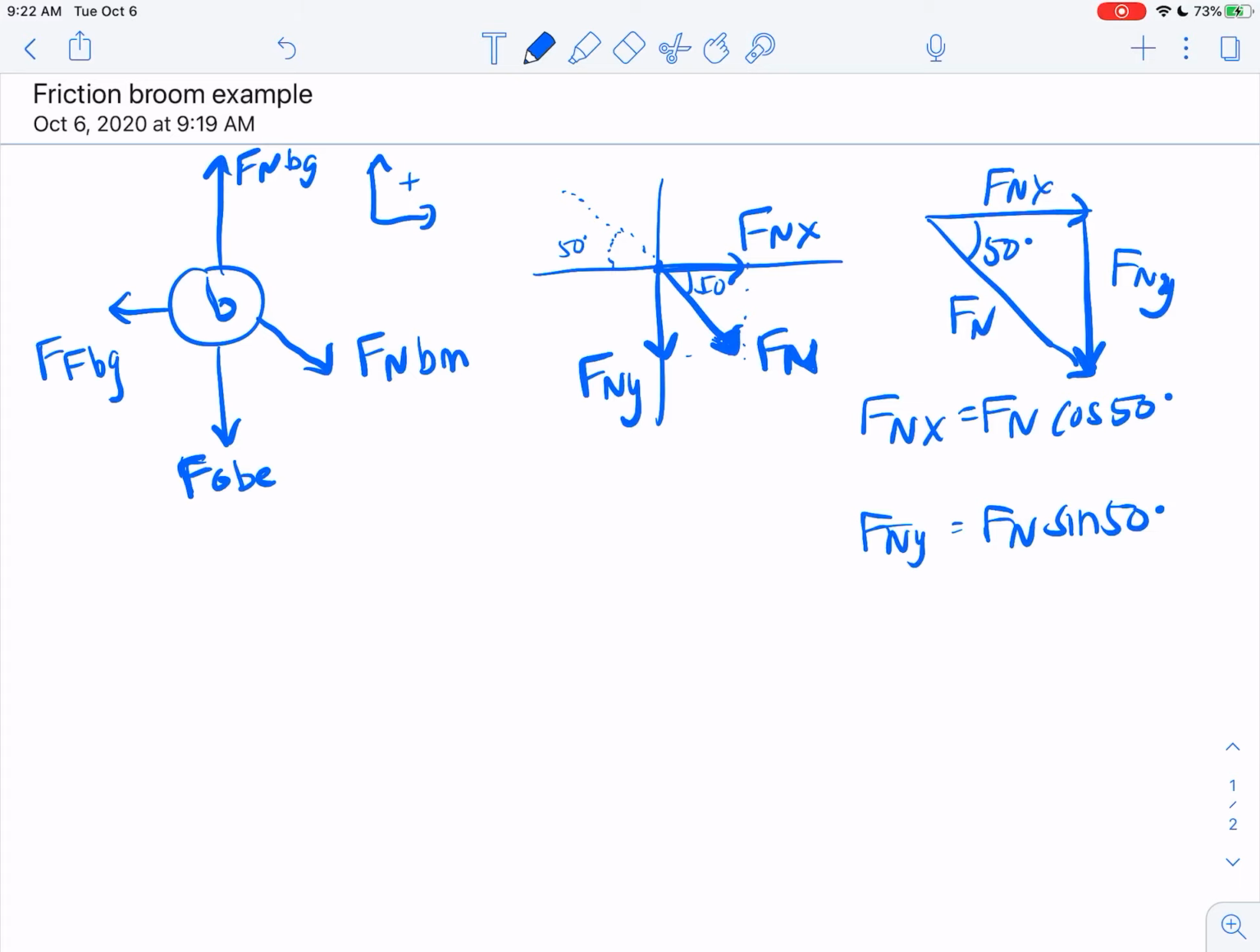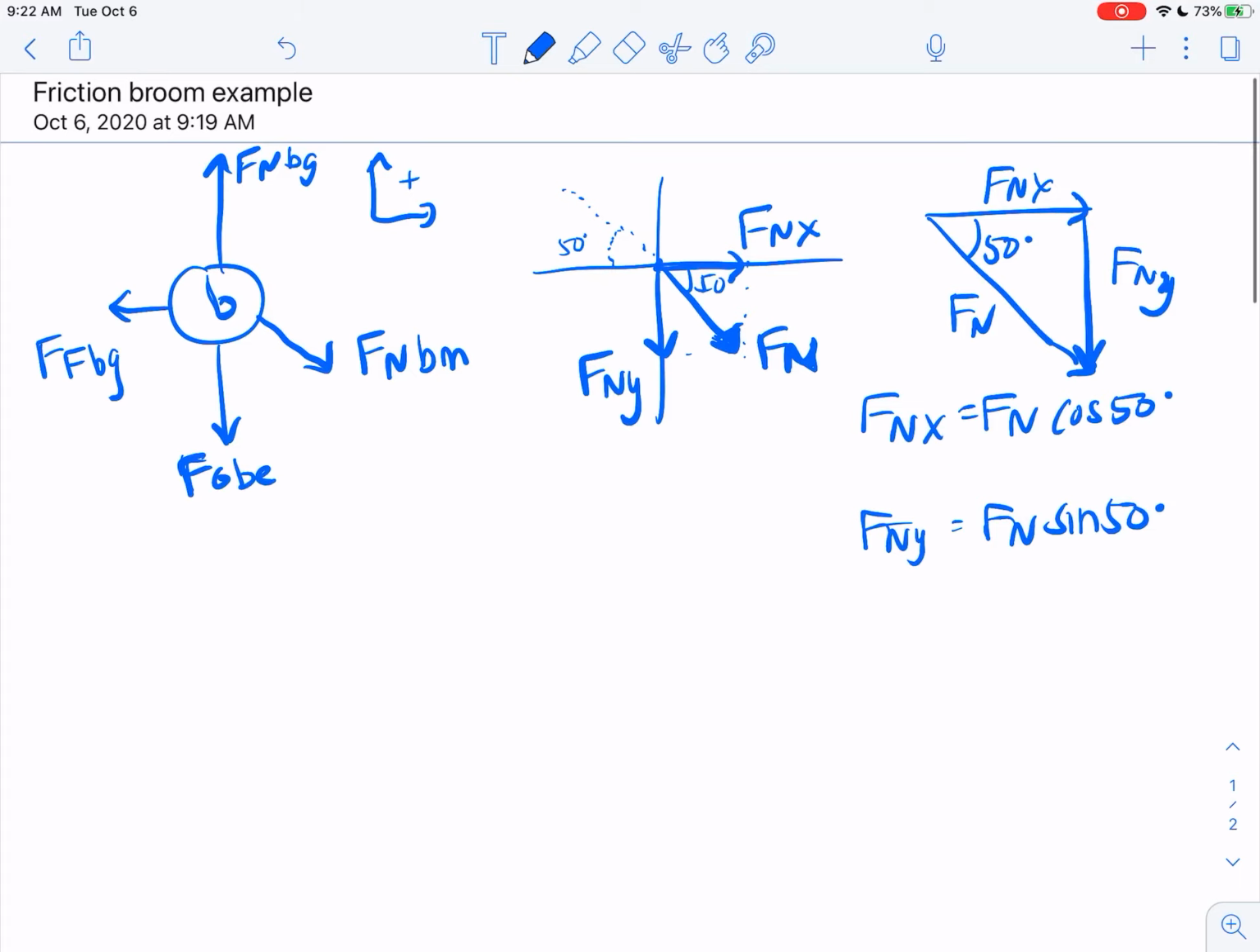And we know that he's pushing with 5 newtons of force. Just to make things a little easier, I'm going to go ahead and make that calculation right here. Sometimes you're not going to be able to do that, because you don't know the number. So that's going to be 3.2, and then this is going to be 5 newtons sine of 50. Make sure you're in degrees. It's going to be 3.8.